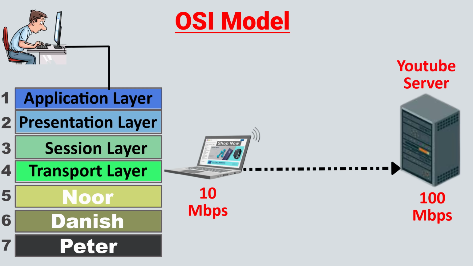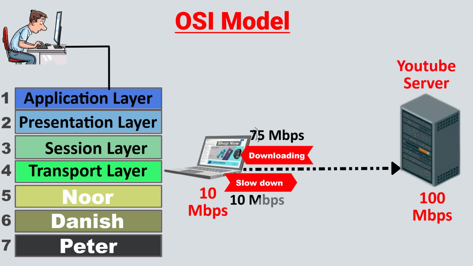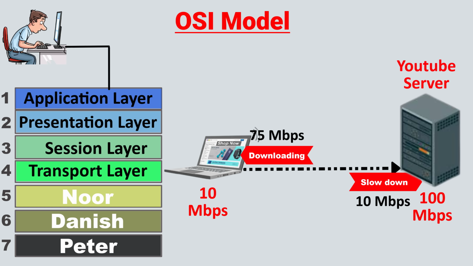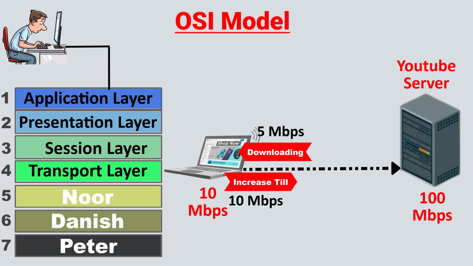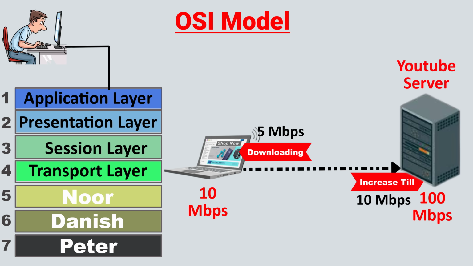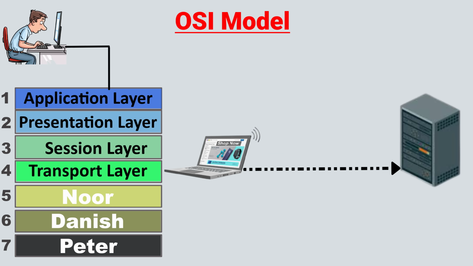In that case, when I'm downloading a file from the YouTube server and the server starts sending data at 75 Mbps, which is greater than the data rate that my laptop can process, my laptop, by using the transport layer, sends a request to the server to slow down the data transmission rate to 10 Mbps. That is the maximum my laptop can handle, so no data gets lost. Same in the reverse case: if the server is sending data at 5 Mbps, my laptop tells the server to increase the data transmission rate to 10 Mbps to maintain system performance.